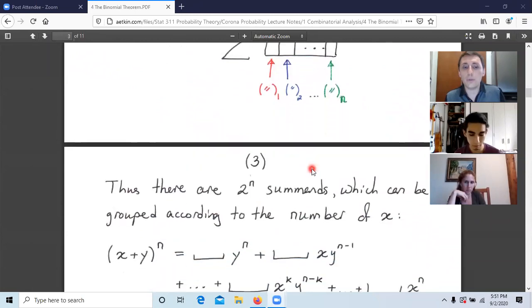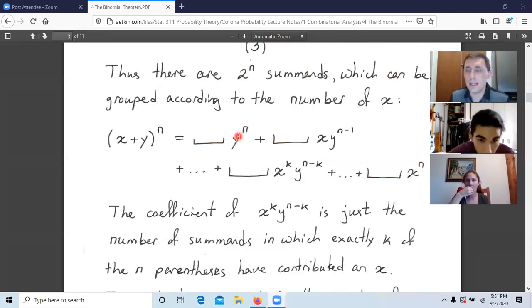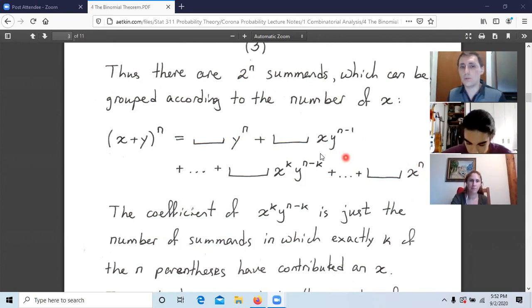Now, we would like to group them based on the powers of x. So here I have x to the 0, right? So some of the terms don't contribute any x, right? So y to the n, which means that each parenthesis contributed a y. y to the n minus 1 times x means that all but one parenthesis contributed a y, and so on, right? I just list by, let's say, the increasing powers of x. So I just group them. I don't have an x, then I have once x, then I have twice x, all the way until all the parentheses contribute x to the n. And that's the simplified term. I cannot go beyond it, okay?